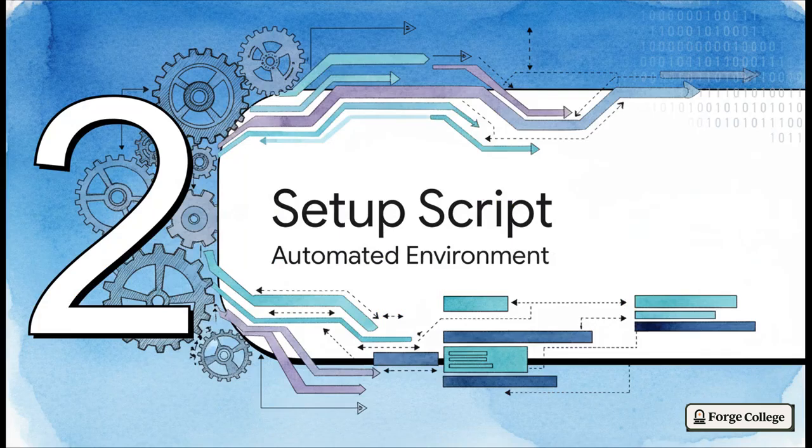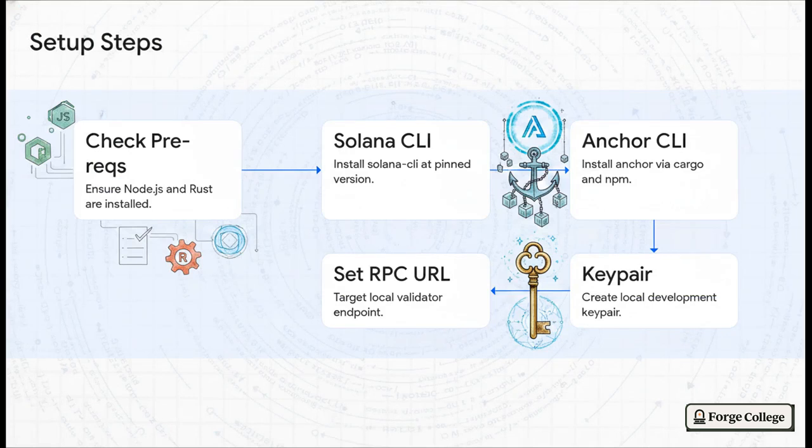Which brings us perfectly to Section 2, the reproducible setup script. Let's look at the actual logic that builds this pristine, automated environment step by step. It executes a really systematic flow. Step 1, it checks our prerequisites, are Rust and Node actually installed. Step 2, it pulls down the Solana CLI at our pinned version. Step 3 does the exact same thing for the Anchor CLI. Step 4, it creates a local keypair. And Step 5, it auto-sets your local RPC URL.